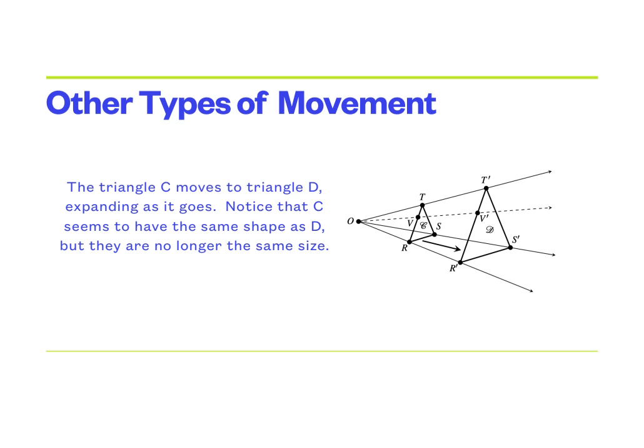There are other types of movement as I'm mapping points in the plane, and these do involve mappings where my shape does change size. So one example is where I take triangle C here, and it moves to triangle D over here. So I have a set of points all being mapped to this new set of points. You notice that C seems to have the same shape as D, but they are no longer the same size. So this would not be referred to as a rigid movement.